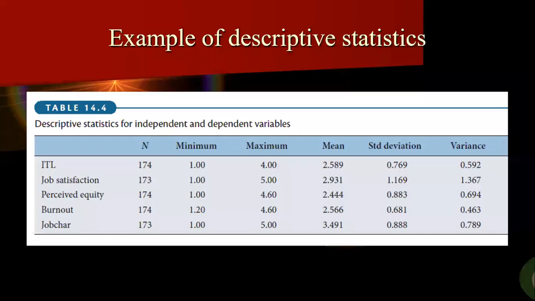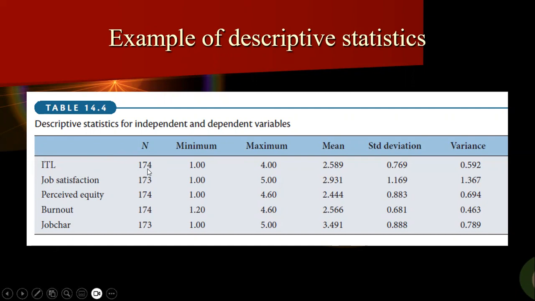Let me give you an example. This is an example of the summary statistics, or you can say descriptive statistics. This table shows that there are 5 variables: ITL, job satisfaction, perceived equity, burnout, and job characteristics. Against each variable, we have summary statistics. This table basically shows the basic summary of our variables. Our first variable is ITL, intention to leave.